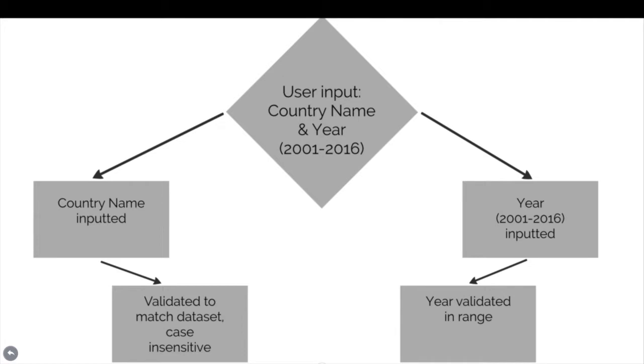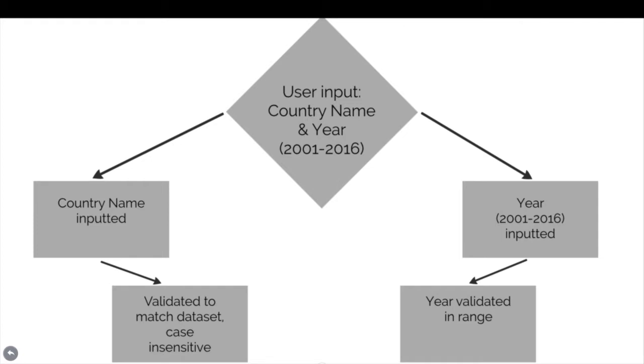For the country name, we make it case insensitive and check to see if it exists in the list of countries imported into MATLAB from the dataset. If it fails the validation check, the user then has to re-enter the country name. With the year data validation, we check to see if the year is in the range from 2001 to 2016. If not, the user has to type in a valid year.